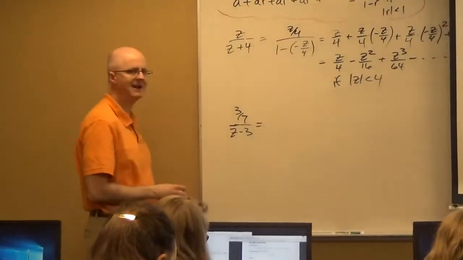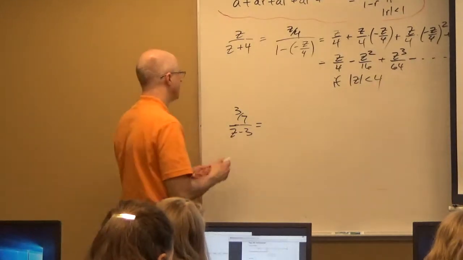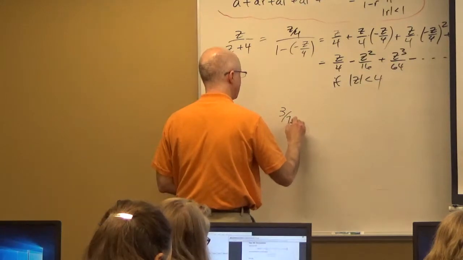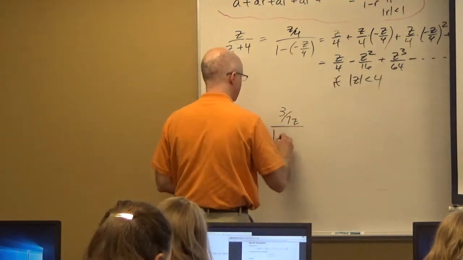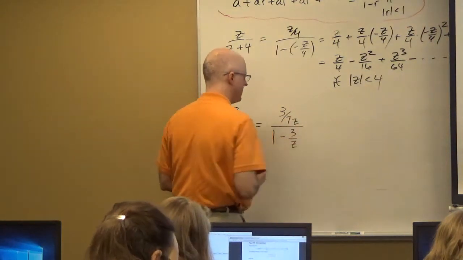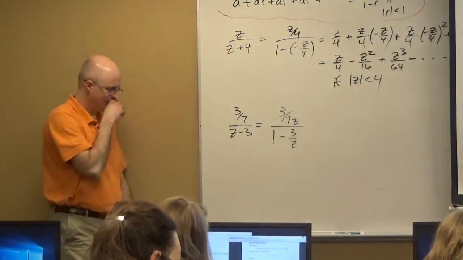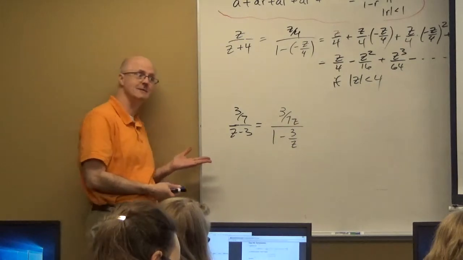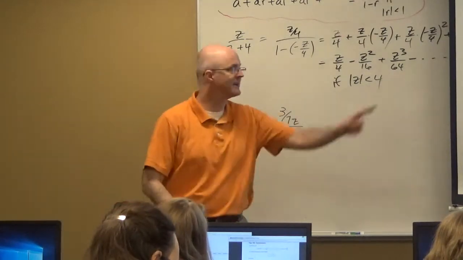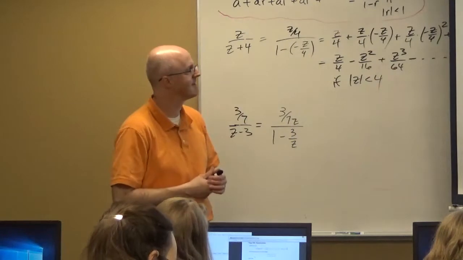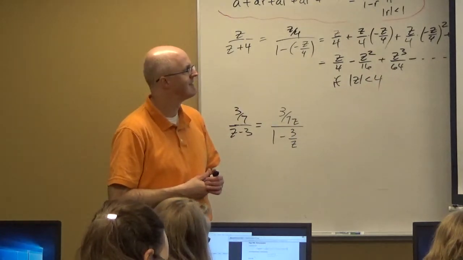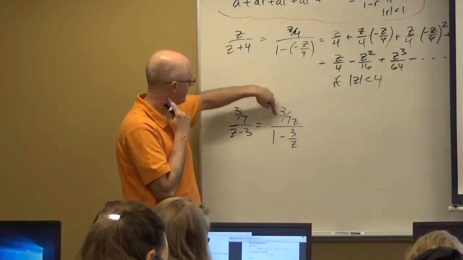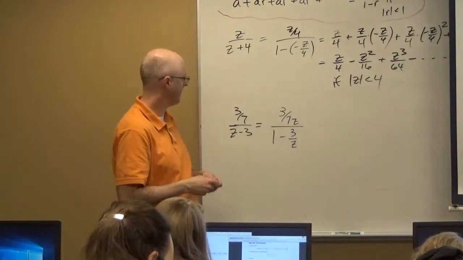How about factoring the z out of the bottom and writing this function this way? It's not going to be valid at z equals 0 to do that. But I'm not worried about z equals 0. I'm trying to get convergence in that annulus. This is of the form a over 1 minus r. a is 3 over 7z, and r is 3 over z.